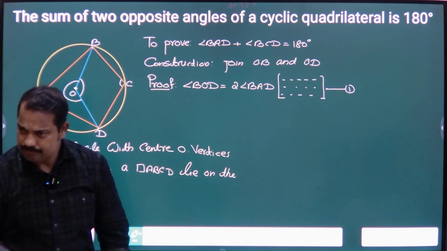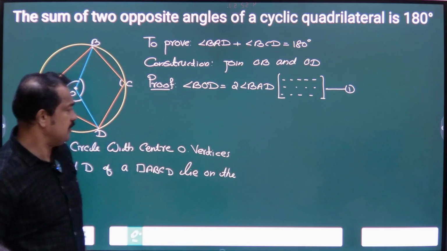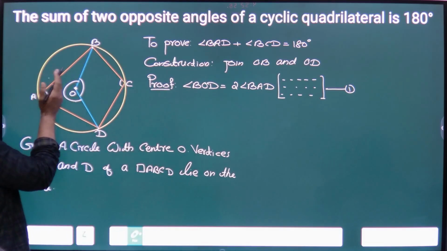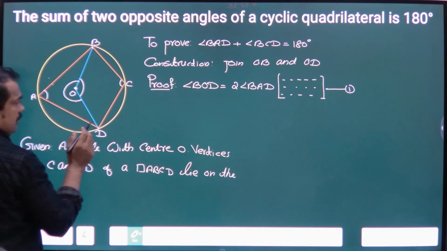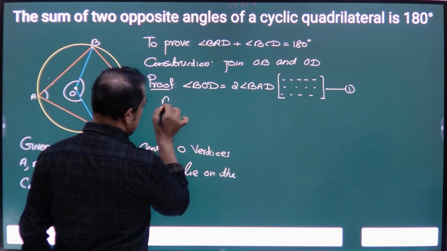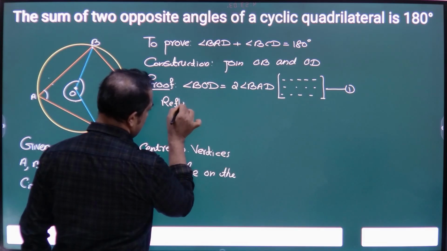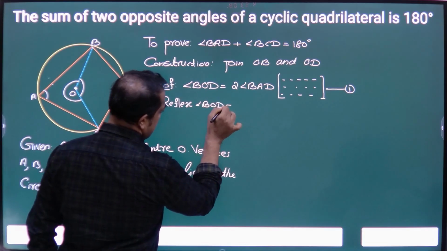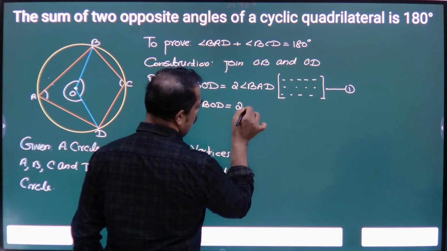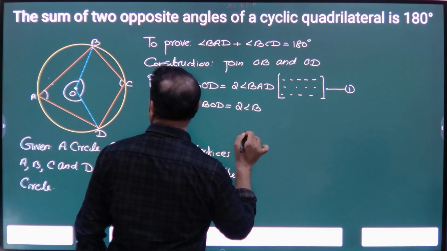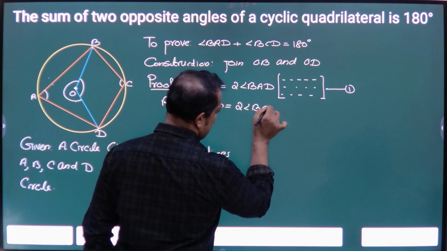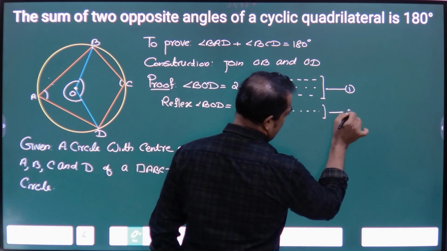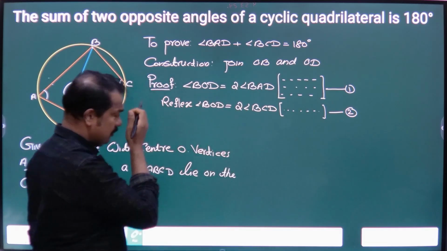Again we can apply the theorem. This angle is called the reflex angle. Write down: reflex angle BOD is equal to 2 angle BCD. Same theorem. Equation 2.